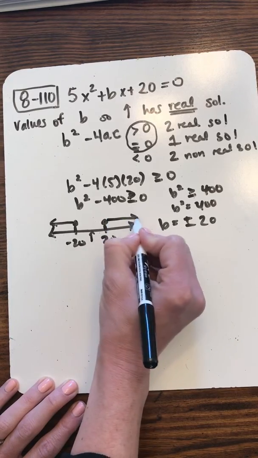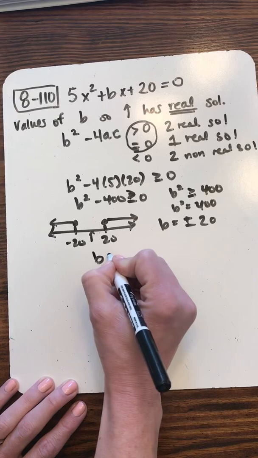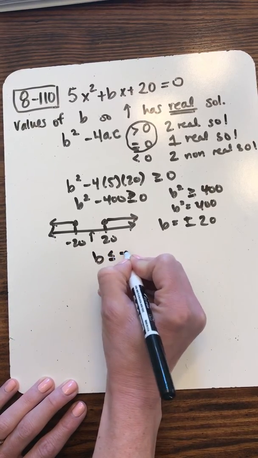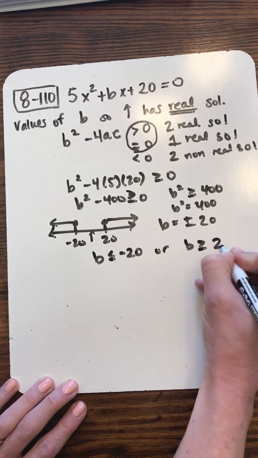So our inequality on the number line looks like this. So our solution is telling us that b has to be less than or equal to negative 20 or greater than or equal to positive 20.